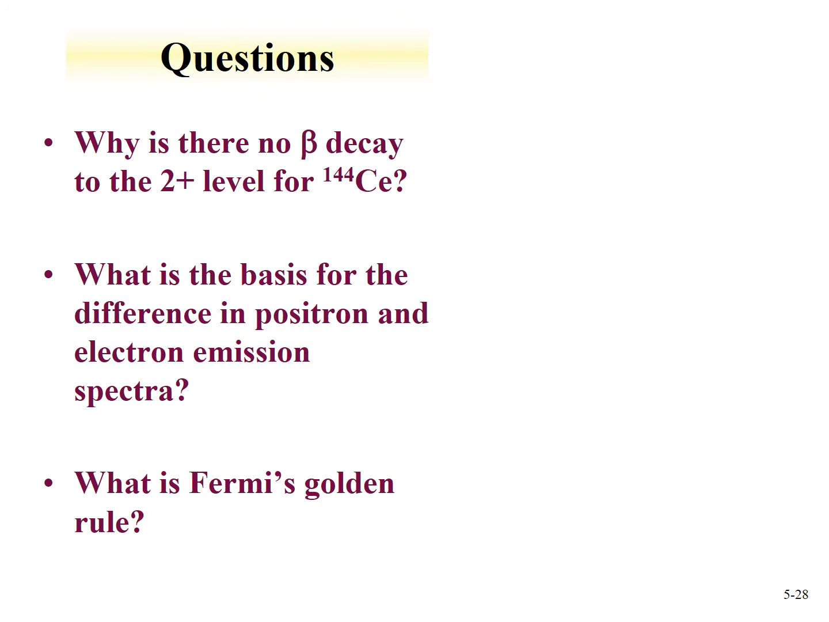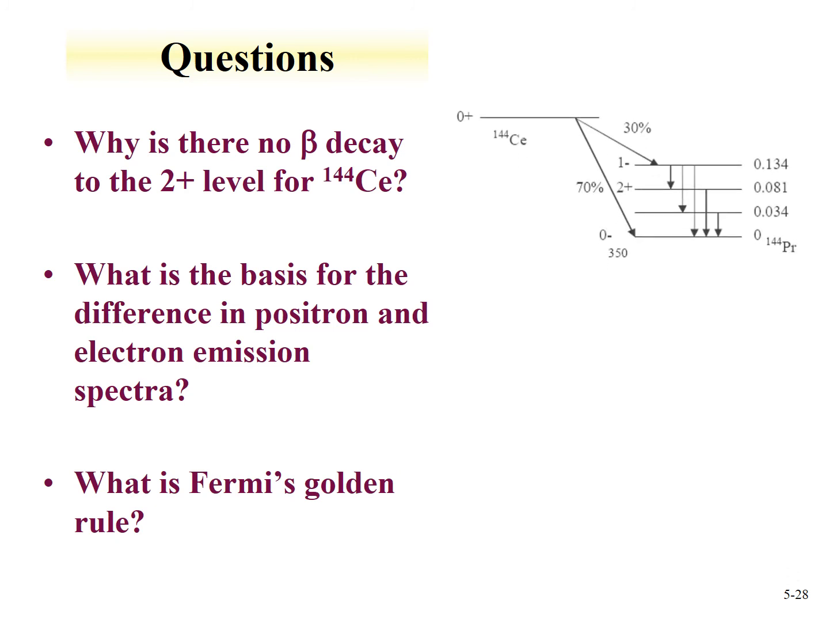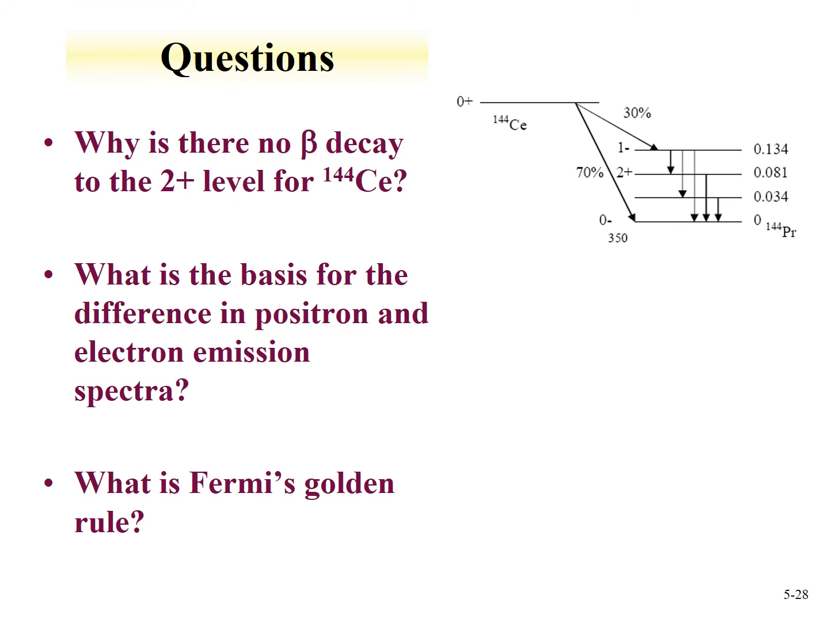Other questions? For example, if we looked at a decay scheme, you should be able to understand why there are certain transitions. As an example, why is there no beta decay to the 2+ level in cerium 144? We see the decay of cerium 144 here. It's an even 0+ state. It goes to either a ground state or an excited state of the daughter, and we see that it does not go to this 2+ state.